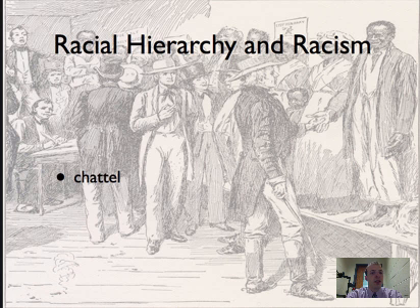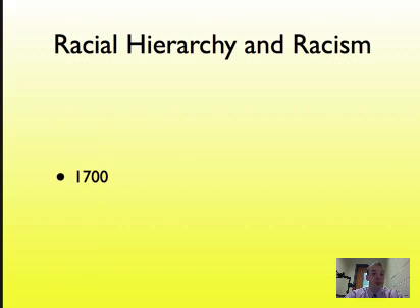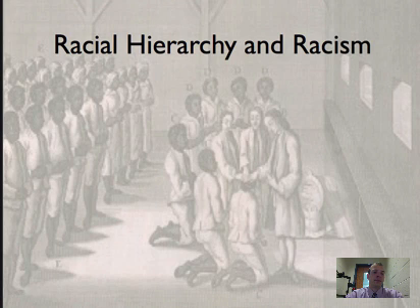At first, only some African slaves are considered property or chattel slaves. Some are just seen as servants, and some could buy their freedom, but eventually all will be seen as chattel slaves, as property. By 1700, slavery in the New World is based entirely on the color of someone's skin.